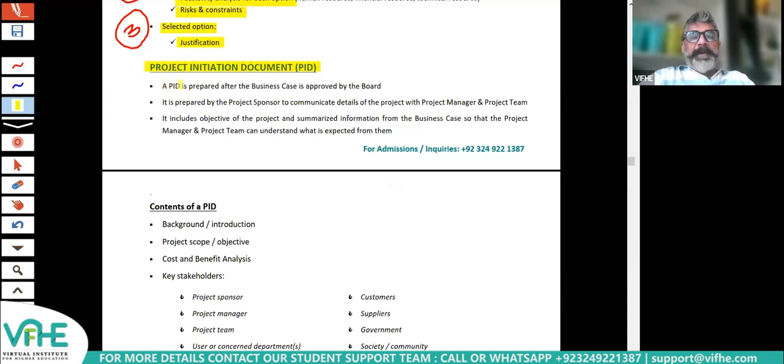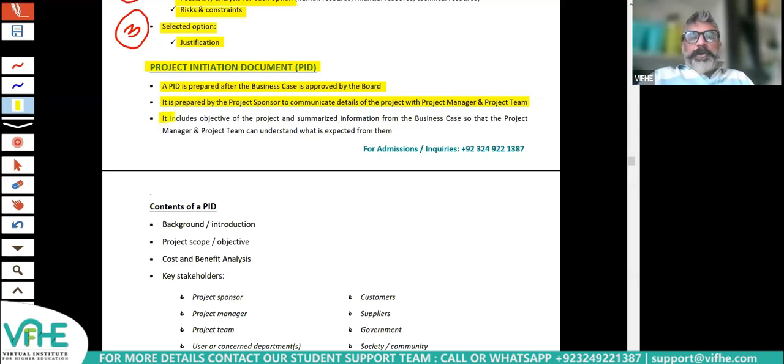Very simple, a PID is prepared after the business case is approved by the board. It is prepared by the project sponsor to communicate details of the project with the project manager and the project team. Understood? So the first document, the business case, was for the board. The second document, the Project Initiation Document, is for the project manager and the project team. So the target audience is now different. Understood?